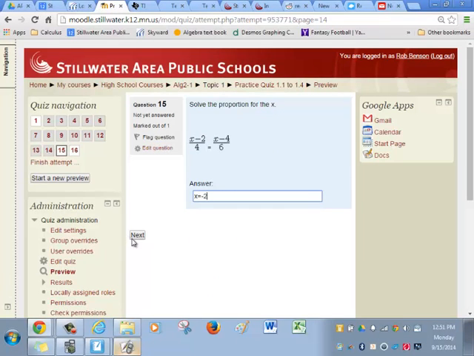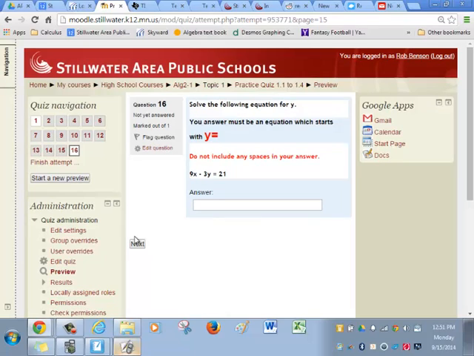Negative 2. Next, one more proportion. Let's do it. Oh, not a proportion. Solve the following equation for y. Your answer must be an equation which starts with y equals. So whatever it is, y equals some number. So we're just trying to figure out what this y equals in terms of everything else around it.